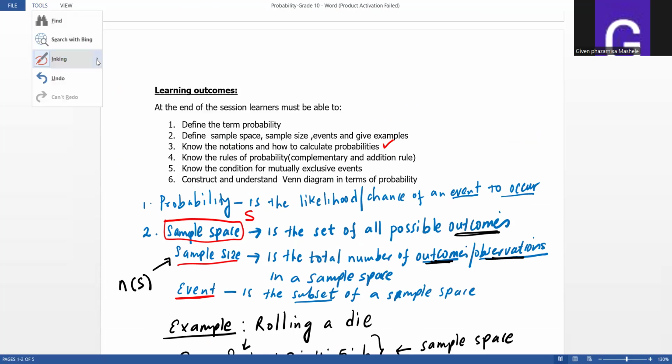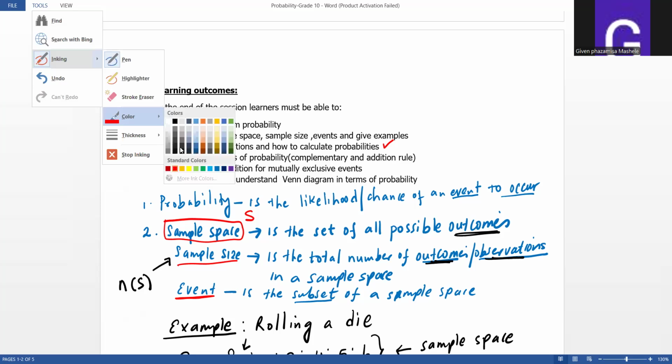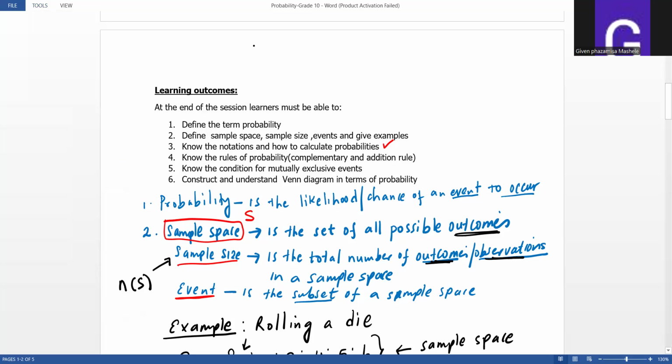When we are calculating probability, there is a way of calculating it. So when we are determining the probability of an event to occur, this is denoted using P for probability. Then the event to occur, let me just call that event E.